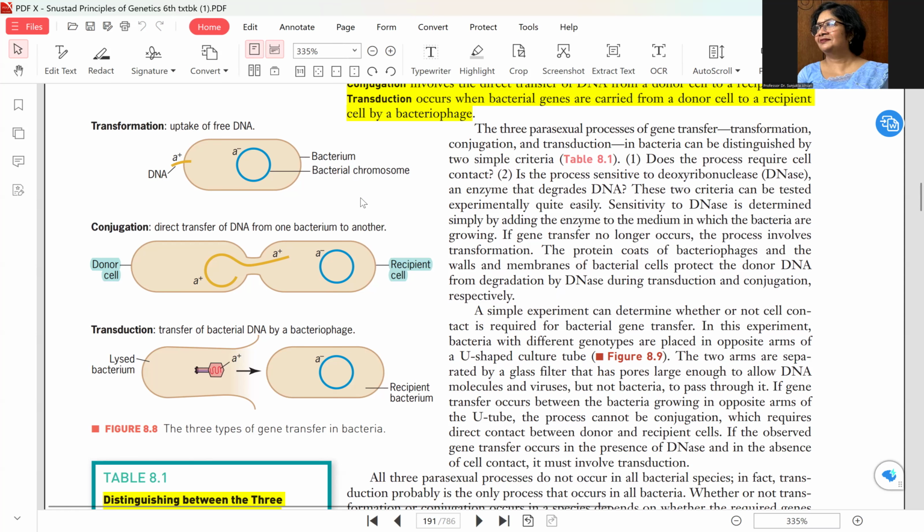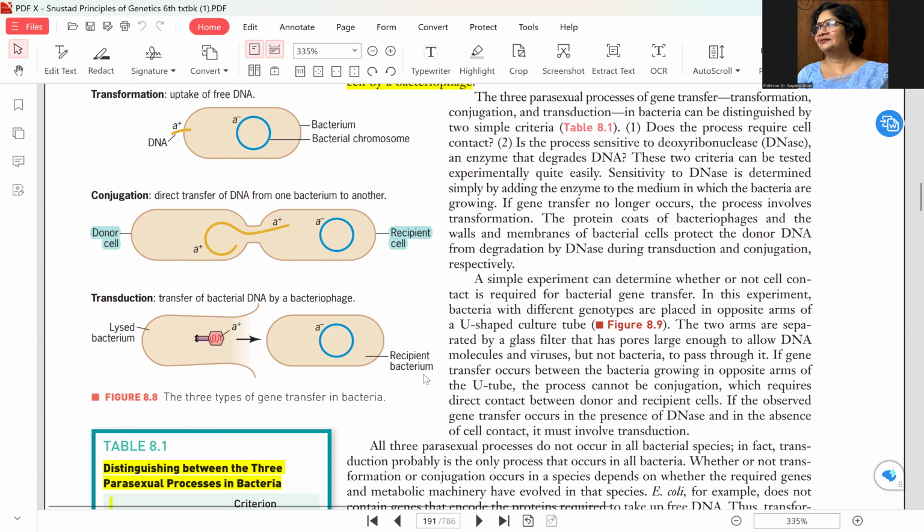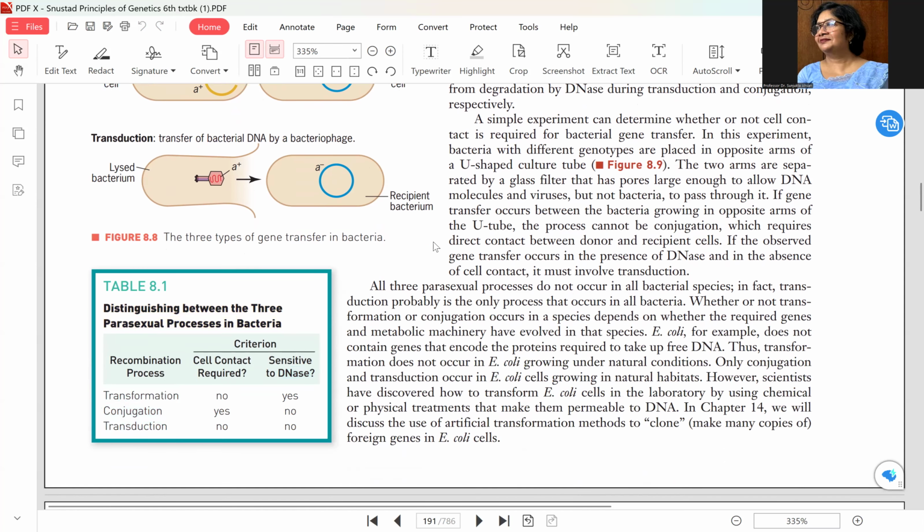In the third process, called transduction, bacterial DNA carried by a virus enters into a bacterial host, and if the properties carried by the bacterial DNA in the virus are different from that of the bacterial host, then the properties of the host can actually change through the process of recombination.